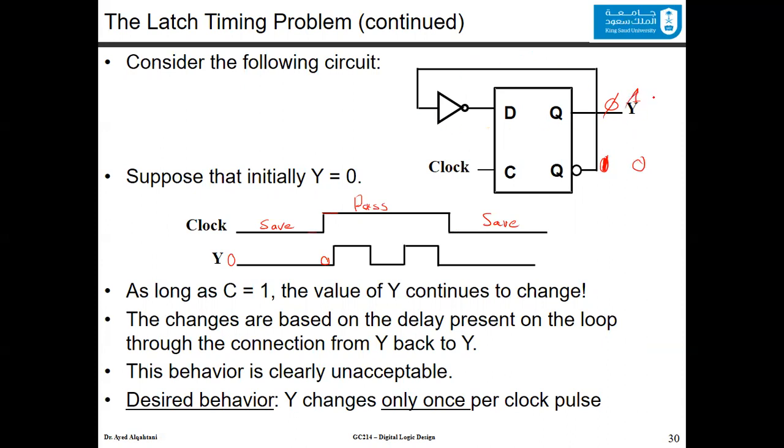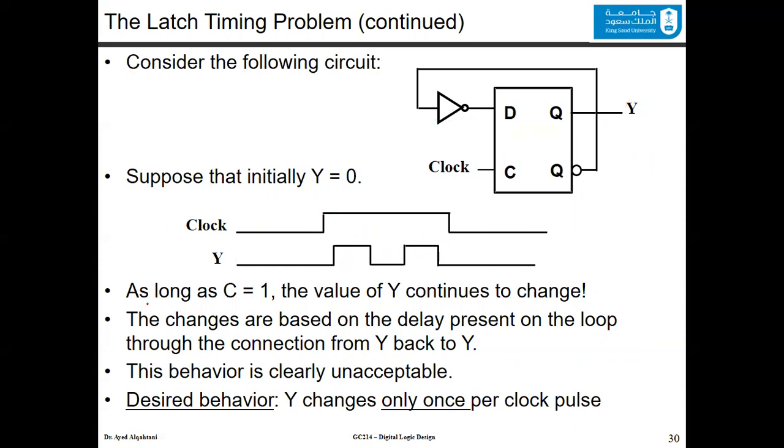and this will be 1, which means this one will be 0, and this one will be 1, and so on. So looking at Y, one time is 0, another time is 1, another time is 0, and so on. It will keep toggling between 0 and 1, and so on. This behavior could happen only 2 times, 3 times, 4 times. It depends on the delay of the inverter and the delay inside the D-latch.